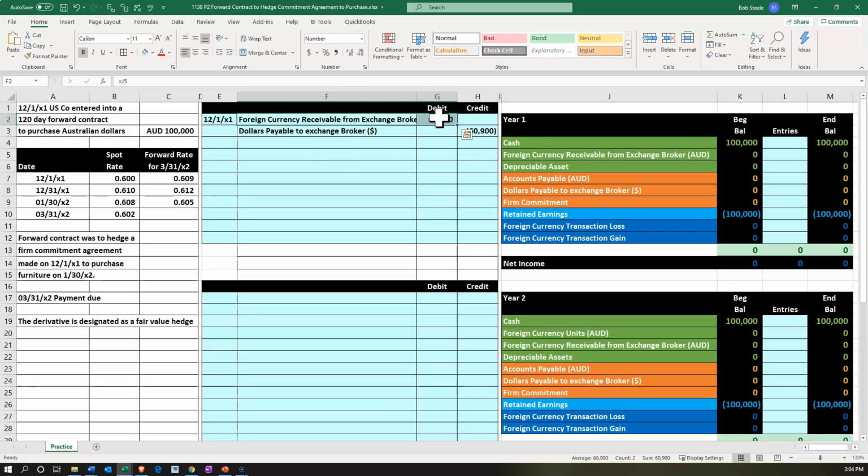Let's go ahead and post this out. We've got the foreign currency receivable up top. That will be the debit. We've got the dollar payable to the exchange broker and so on down here.